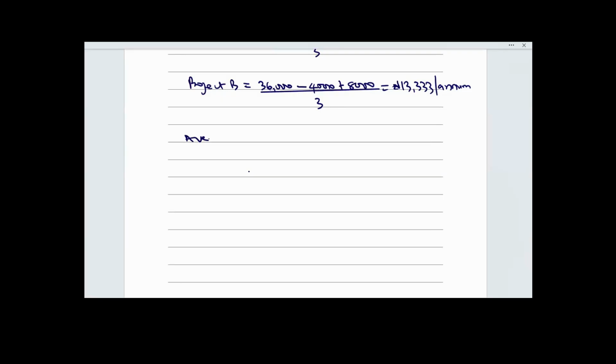So average investments, AI. AI is calculated as the cost of the project plus the scrap value divided by 2. So I do for project A. Cost of project A is 200,000 naira plus scrap value of project A, 14,000 naira, then divided by 2.